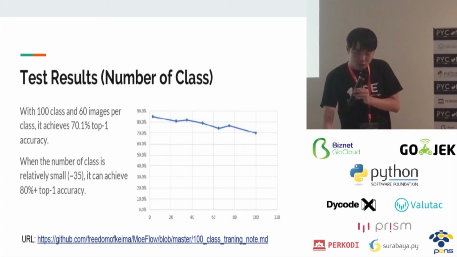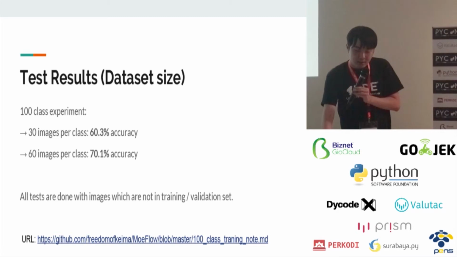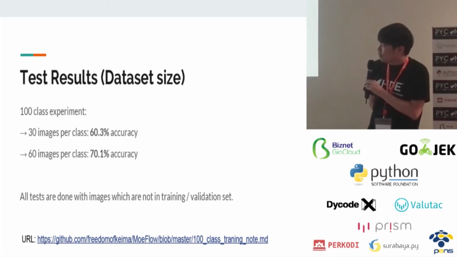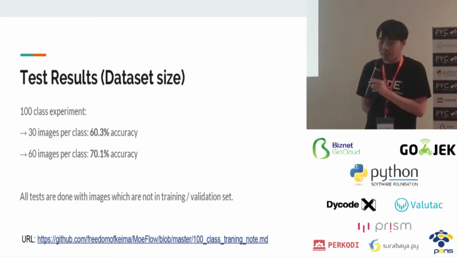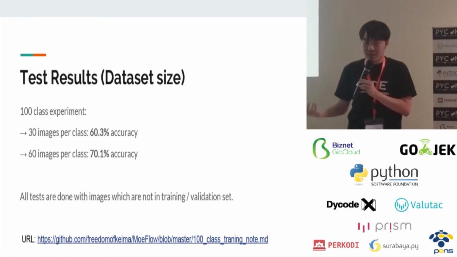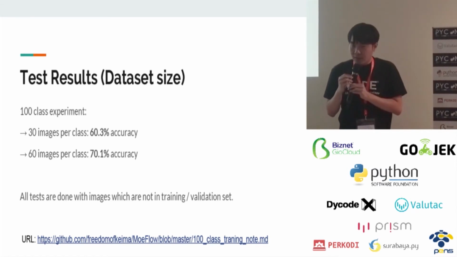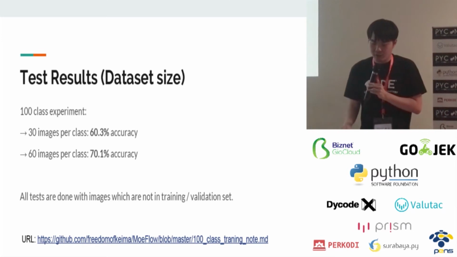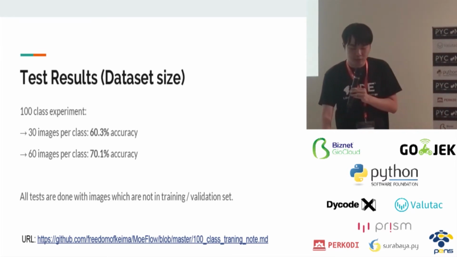After that, I also tried to change the dataset size. I tried to run with 100 classes and 30 images per class. It only gives me about 60.3%. But when the number of images is 60, it gives me 70.1%. So it's important when you want to use deep learning to have a proper amount of data. Otherwise, it probably will not give you more benefits compared to traditional machine learning.